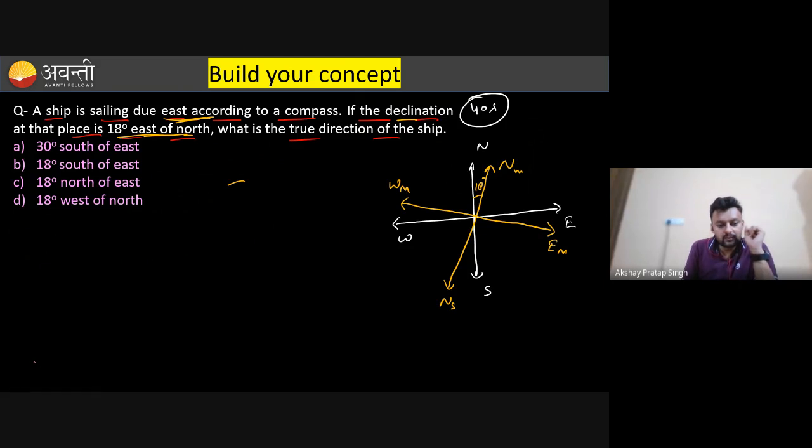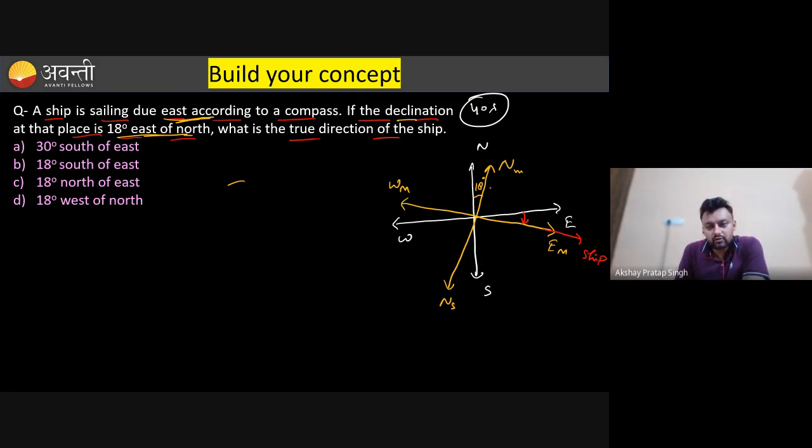If according to the compass it is going in the east direction, then actually the ship is moving in this direction. And what is this direction? Can you find this angle? If I give you some time, can you find this angle? What will be this angle?